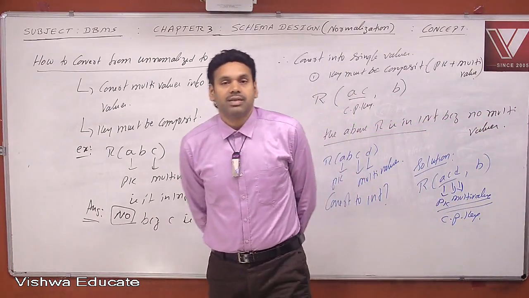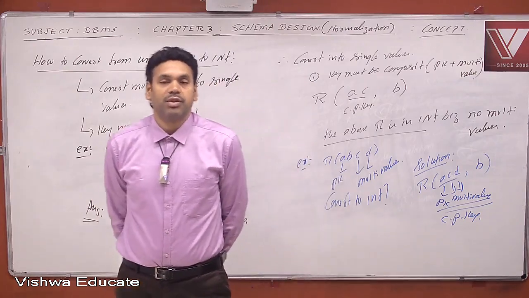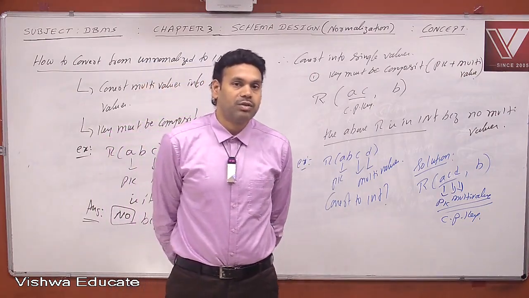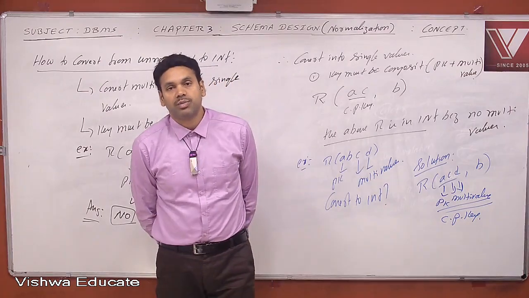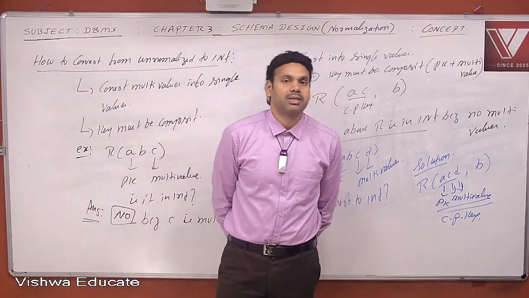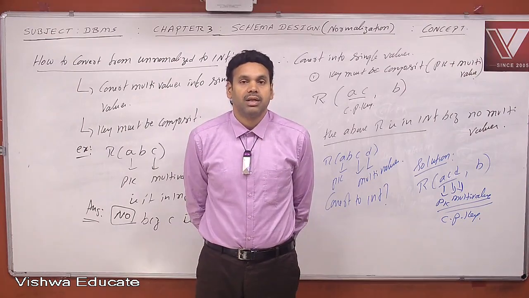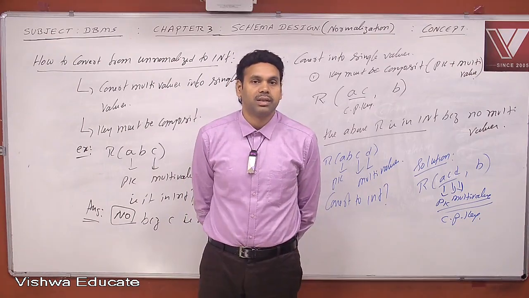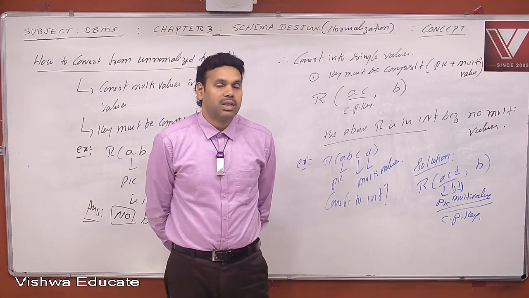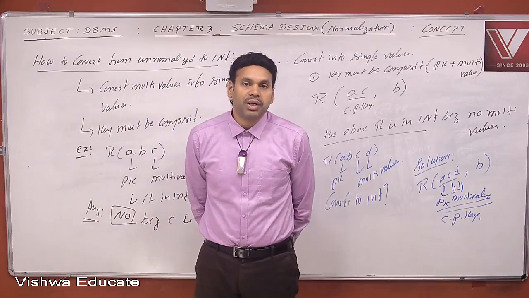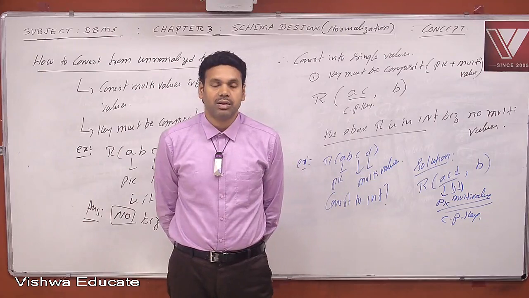Well friends, this is how you can convert from unnormalized into first normal form. Still, first normal form is not completely free from redundancy because it suffers from partial functional dependencies, hence it leads to redundancy. How to control it? Just by converting 1NF into 2NF, we will see in the next session. Thank you very much.